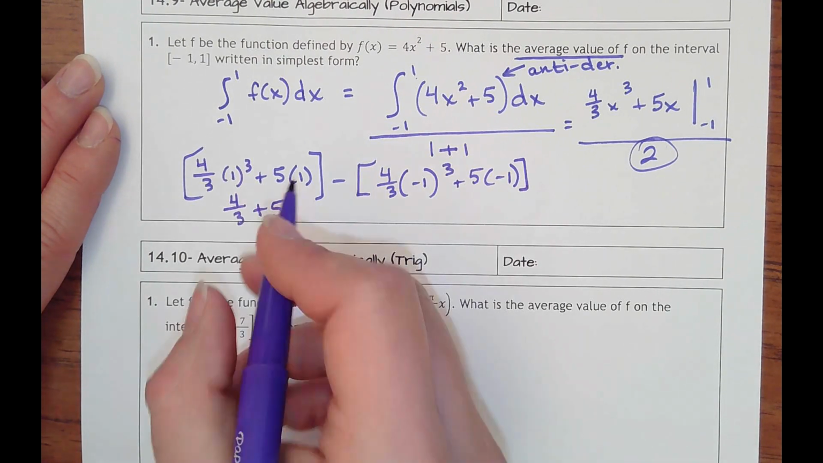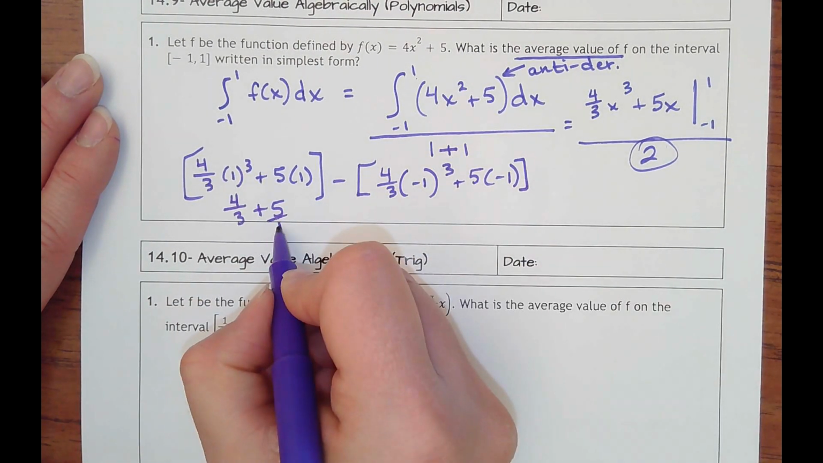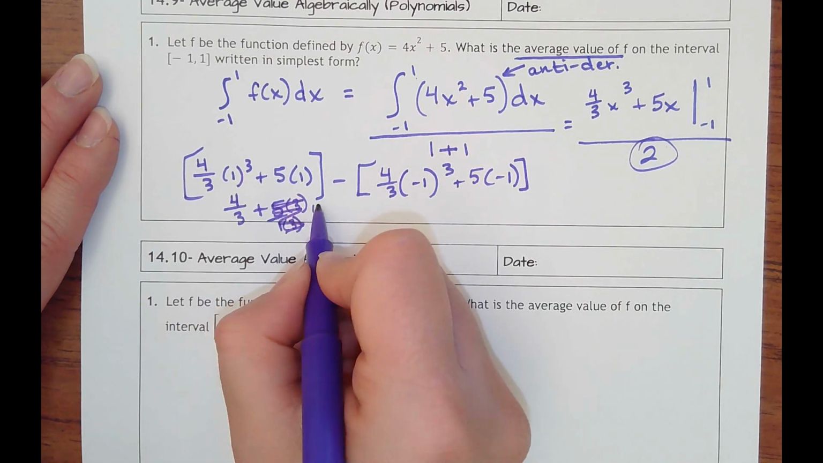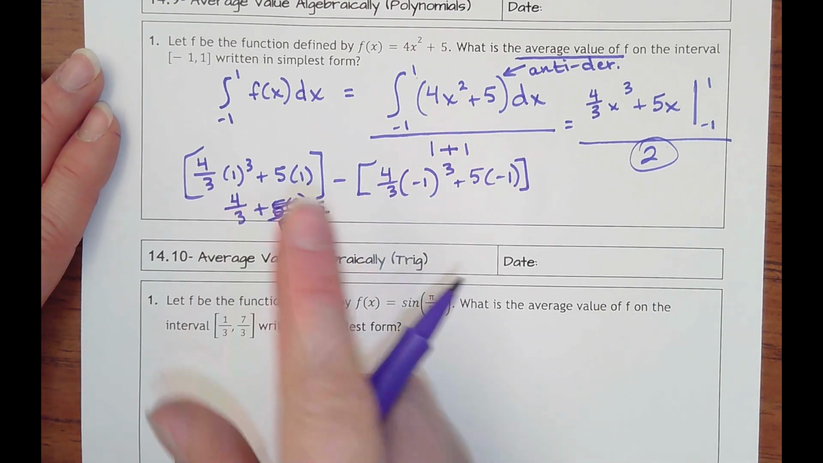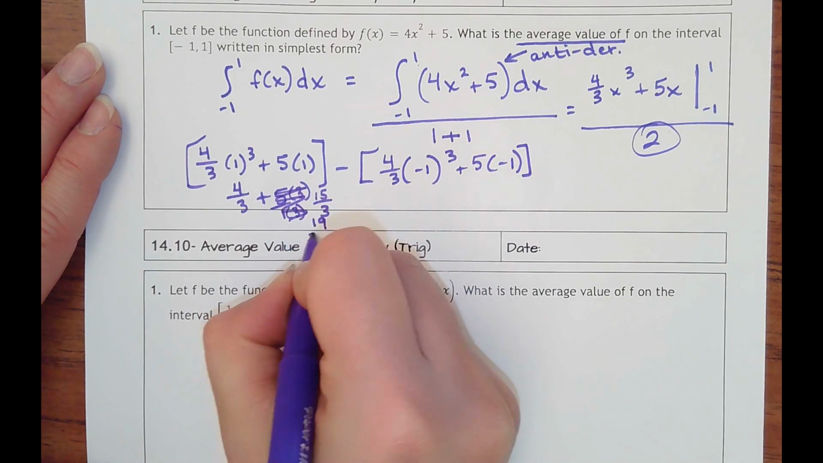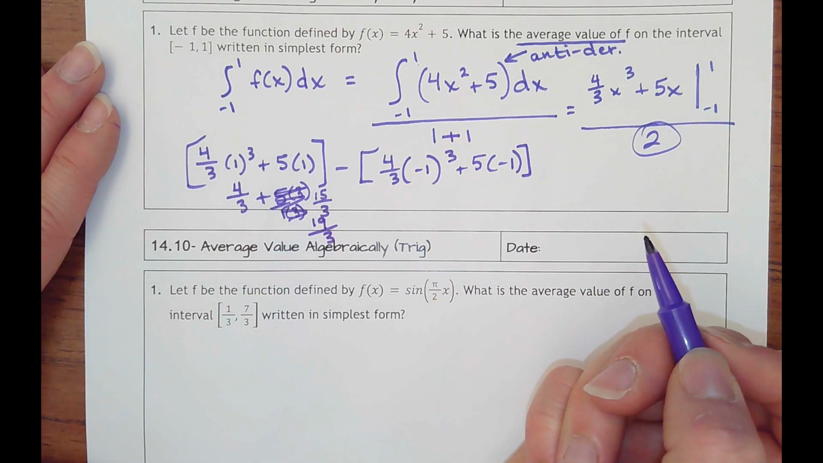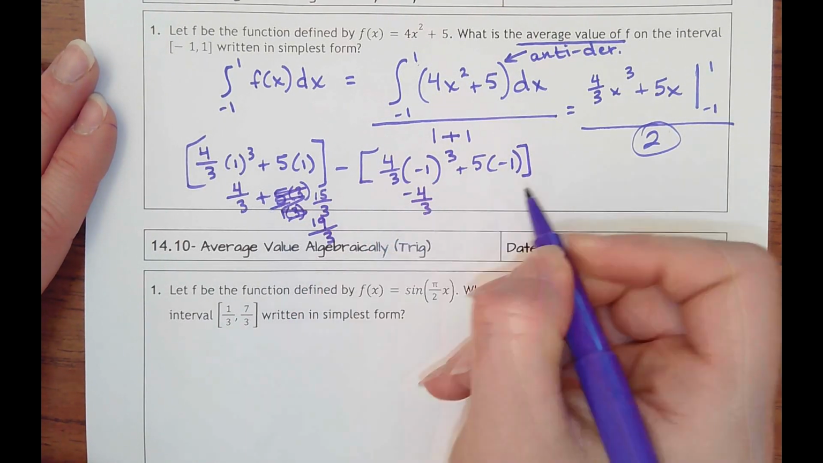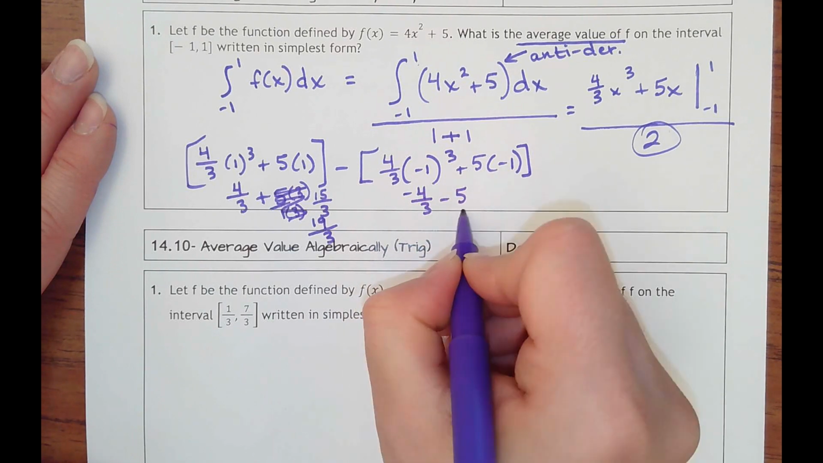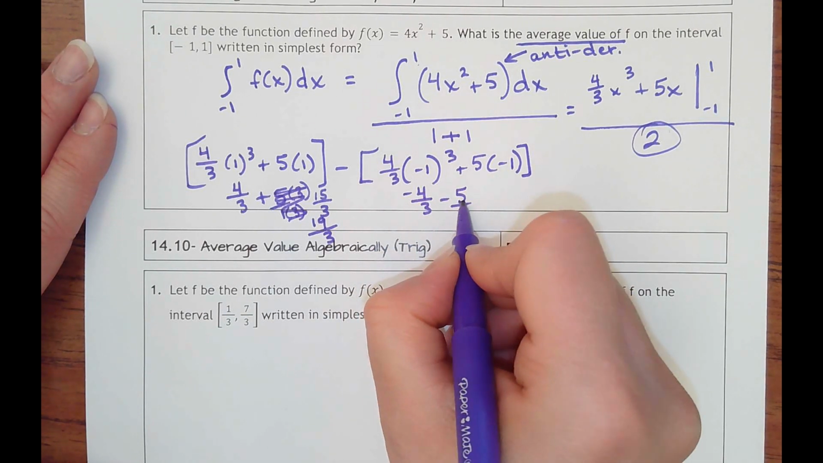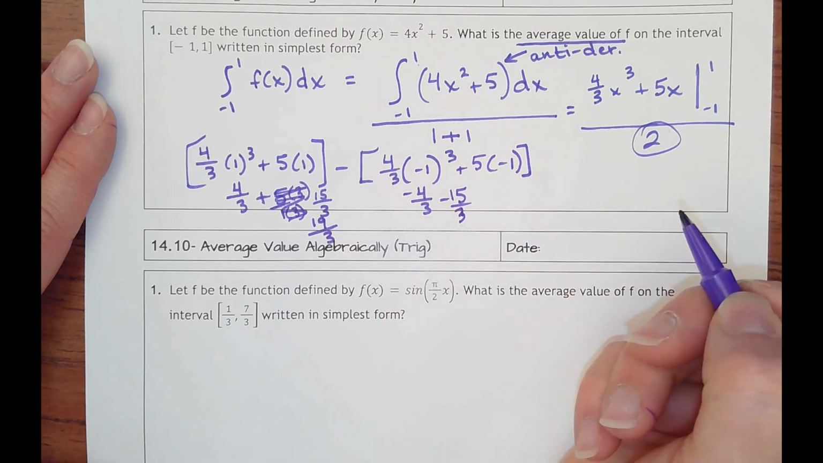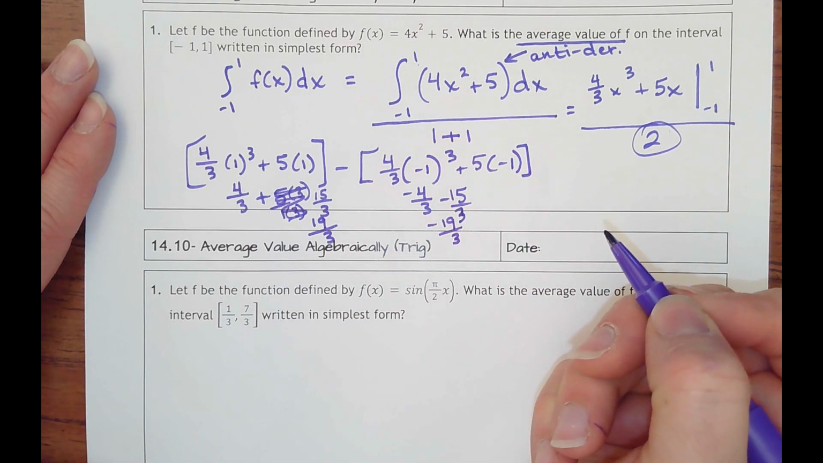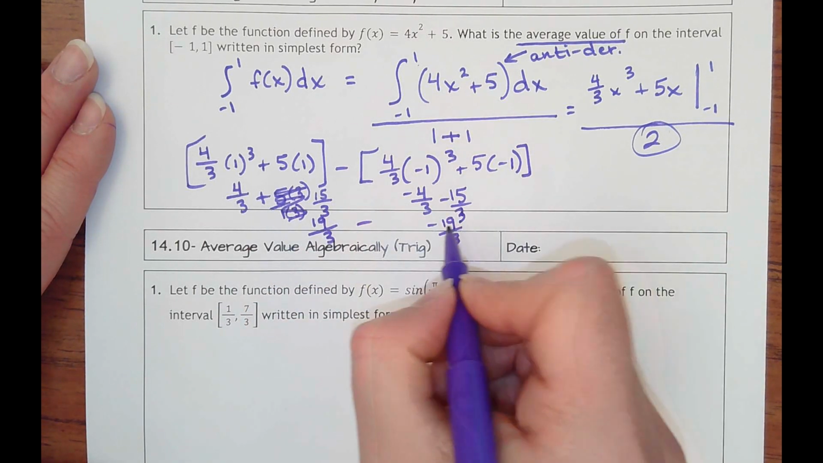Oops, and it says in simplest form. So this is over 1, but if I were to take this times 3, that would be 15/3. So I'm going to cross that out and make that 15/3. So 15 plus 4, that's 19/3 that I'm getting there. Okay, and then here I've got -1 cubed, which is -1 times 4/3 is -4/3. 5 times -1 is -5. That would become -15/3 or -19/3.